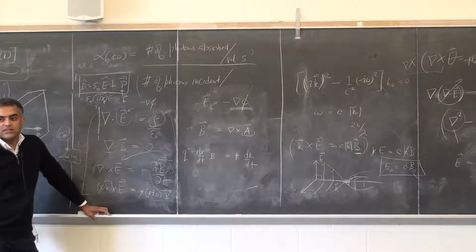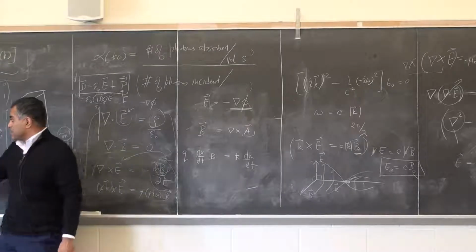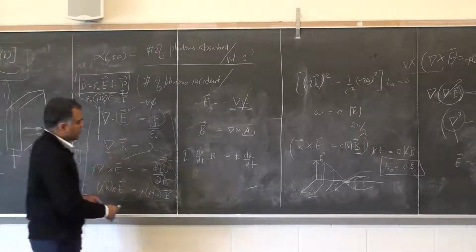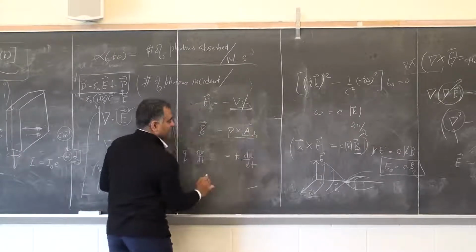The electron sees, if it sees a force, its k changes. If electrons are in a semiconductor, they have certain k's. The k starts changing because of that force, be it electric force or magnetic force. Now, B we just said is del cross A.